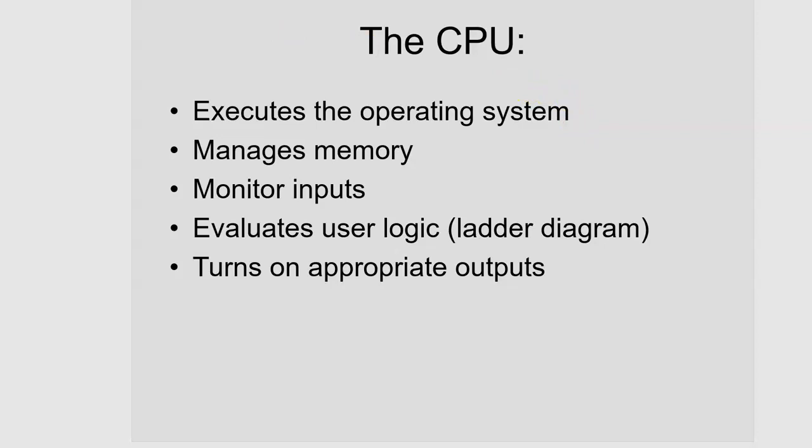So one of the jobs of the operating system is to execute commands that are received from the application software that is running. The CPU manages memory, and we'll talk more about what we mean by memory management. It monitors inputs and outputs and evaluates the ladder. I showed you a ladder logic diagram in lecture, a simple ladder, and it turns out that ladder is very similar to the programming language we're going to use to program our programmable logic controller. The CPU will evaluate that program, called ladder logic, and then turns the outputs on and off according to the program that you put in.